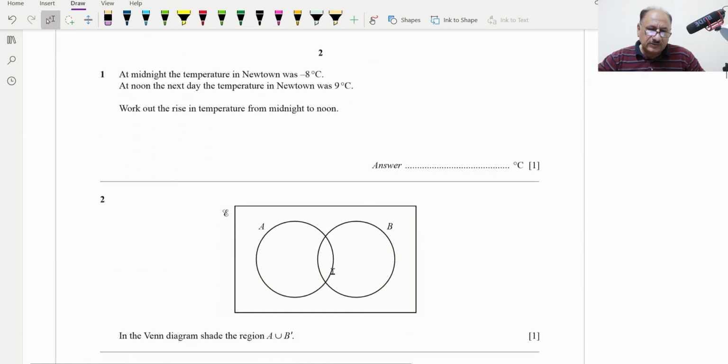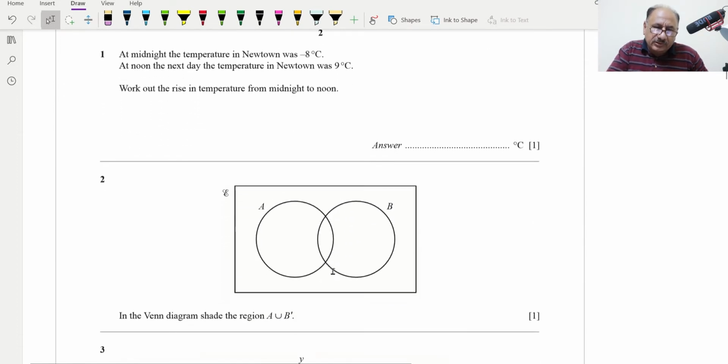Question number 1 says, at midnight the temperature in Newtown was -8 degrees Celsius. At noon the next day the temperature in Newtown was 9 degrees Celsius. Work out the rise in temperature from midnight to noon.